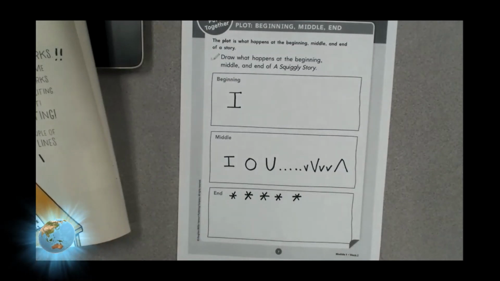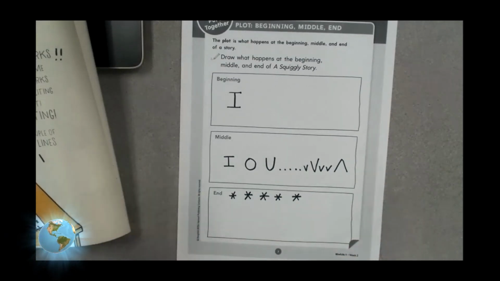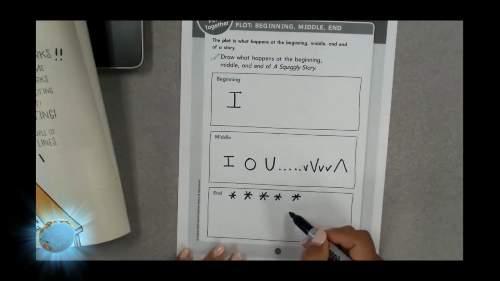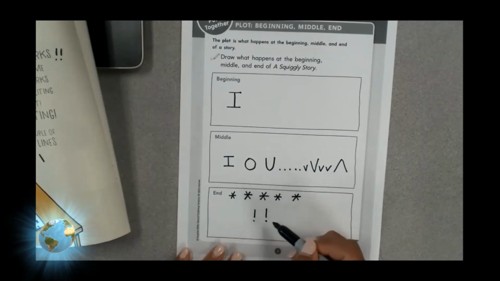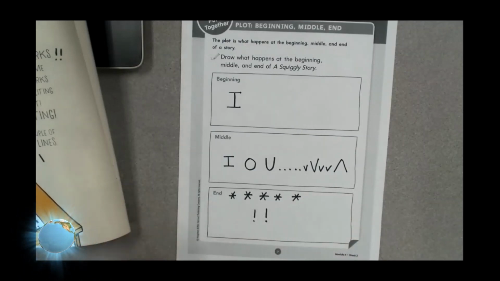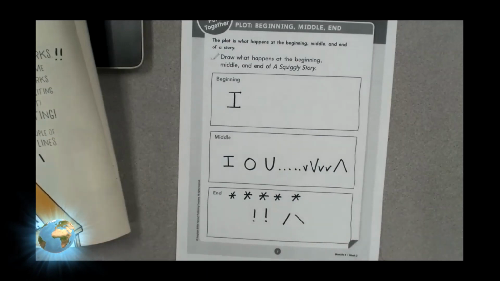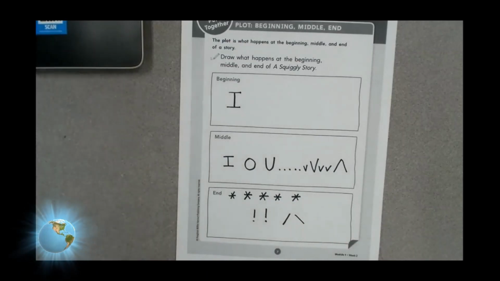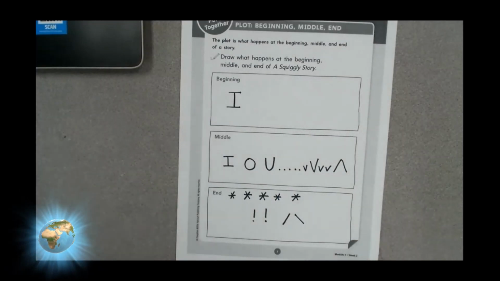And then he wrote exclamation points because he wanted his story to be exciting, right? So he did exclamation points. There we go. And then he did some slidey lines like this. Perfect. And that was the end. So this is how we become writers and readers and authors of stories.